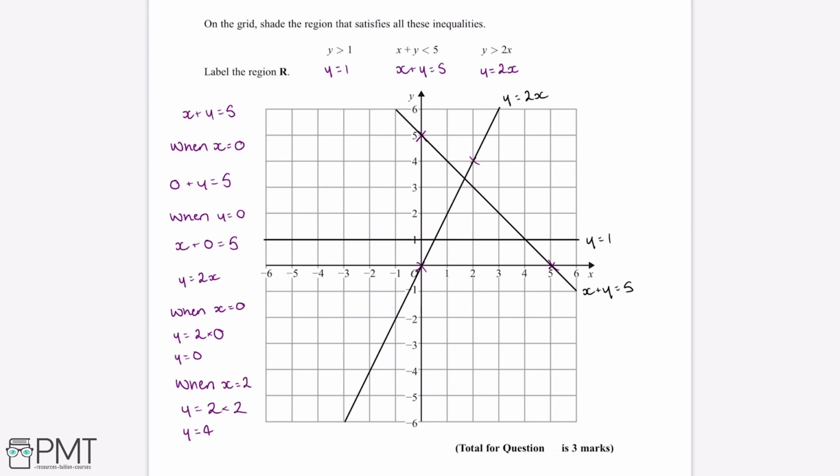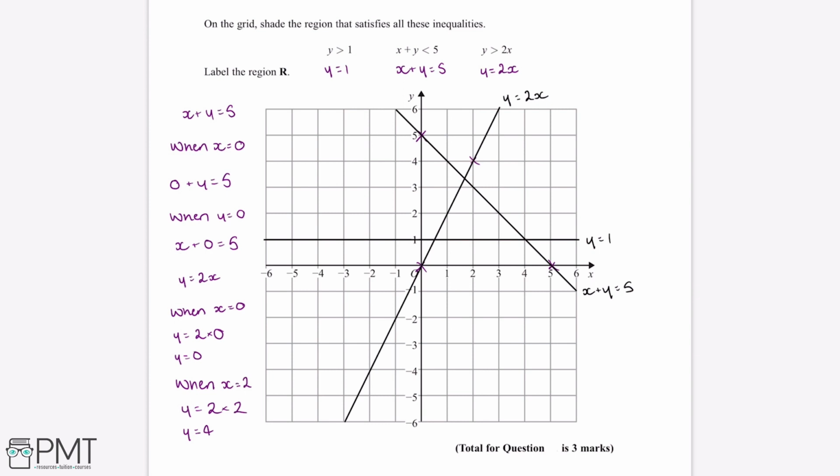So now the final thing we need to do is work out which region is R. So the first inequality we've been given is y is greater than 1. So the region in which y is greater than 1 will be anywhere above the line y equals 1. The second inequality, x plus y is less than 5. Well, if we choose the point (1, 3), then x plus y will be equal to 4, and therefore x plus y will be less than 5. So the region in which x plus y is less than 5 will be this region below here.